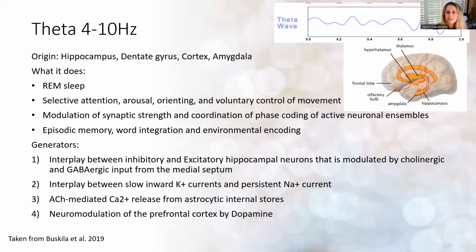On to theta. The origin is the hippocampus, dentate gyrus, cortex, and amygdala, and it's responsible for REM sleep, selective attention, arousal, orienting, voluntary control of movement, modulation of synaptic strength, and coordination of phase coding of active neuronal ensembles, episodic memory, word integration, and environmental encoding.